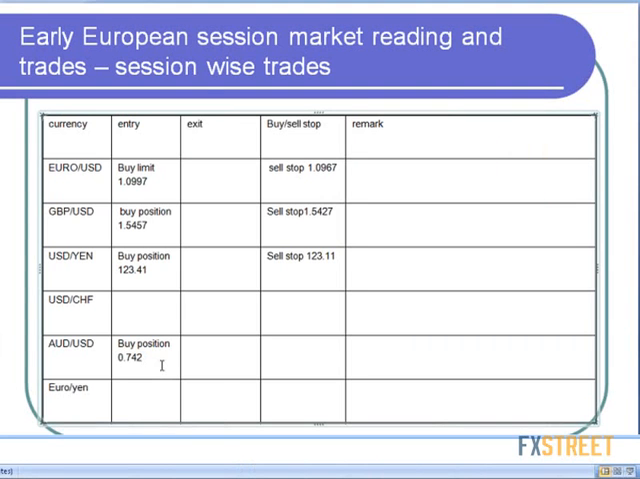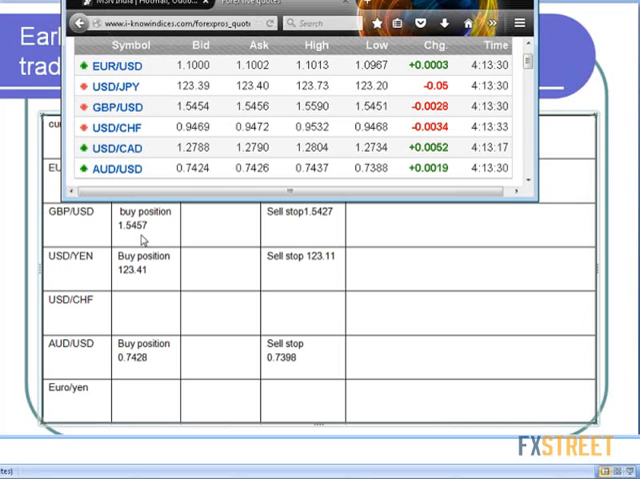$0.7428, with the hedge order or sell stop. This is 0.7398. Okay. So these are all the positions that I envisaged. Euro, I just kept 3 pips below the market.